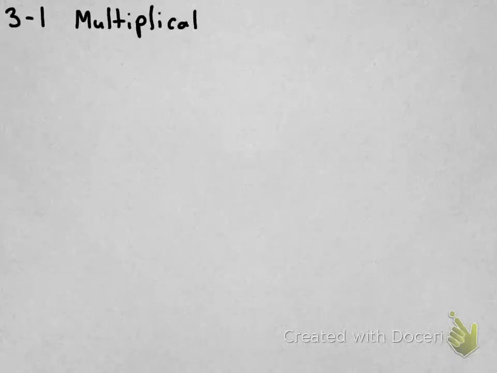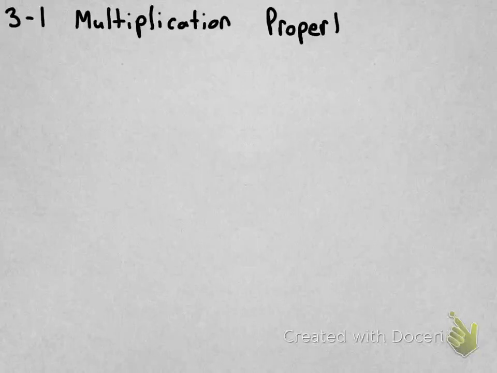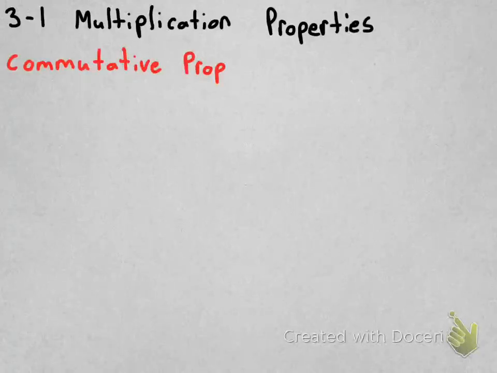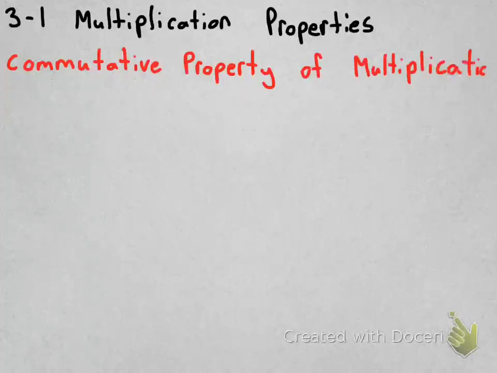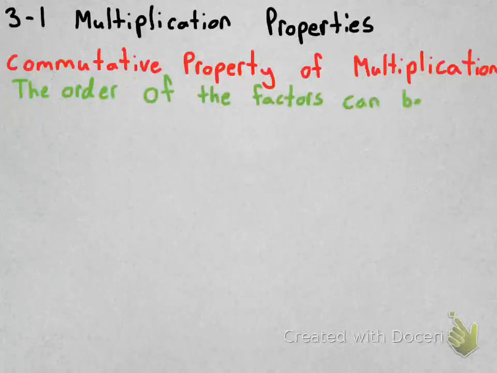In lesson 3-1, we're going to be talking about the properties of multiplication. So the first property is the commutative property of multiplication. And the commutative property of multiplication says that the order of the factors, or the numbers in a multiplication problem, can be changed, but the product would stay the same, or the answer.